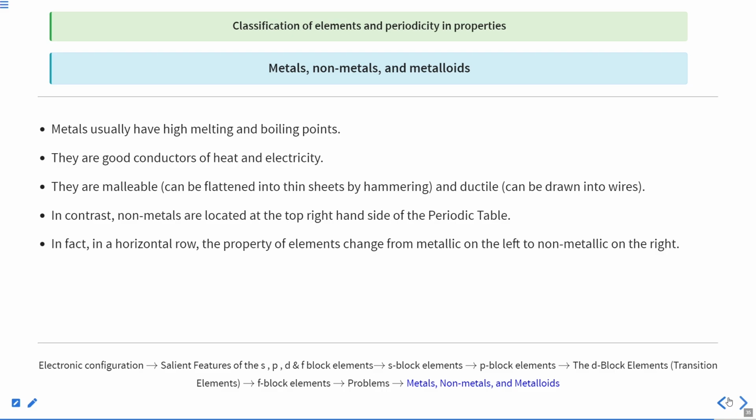In contrast, non-metals are located at the top right-hand side of the periodic table. In a horizontal row, the properties of elements change from metallic on the left to non-metallic on the right. So as we move from left to right, the metallic character decreases.